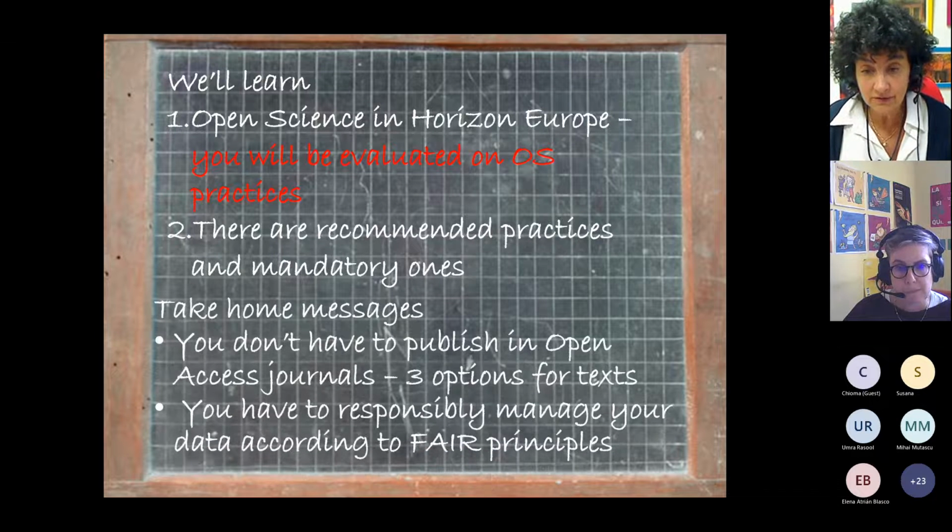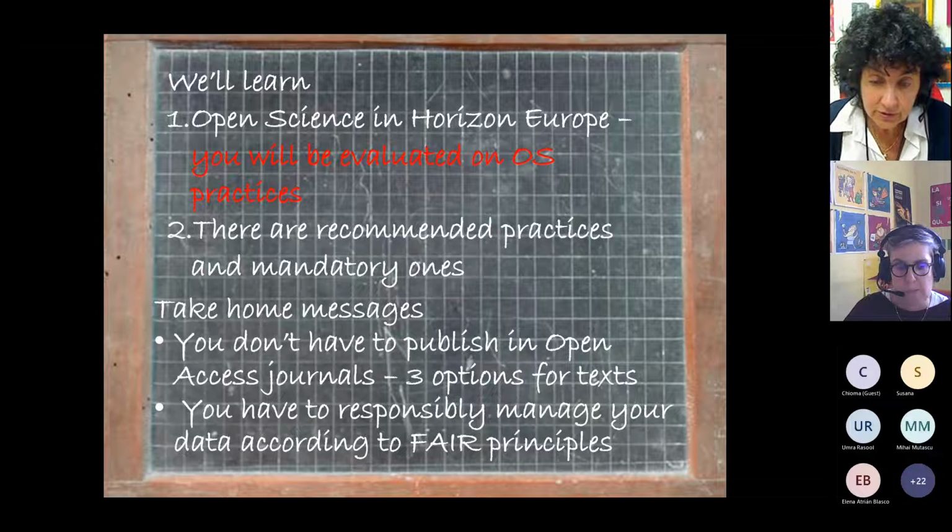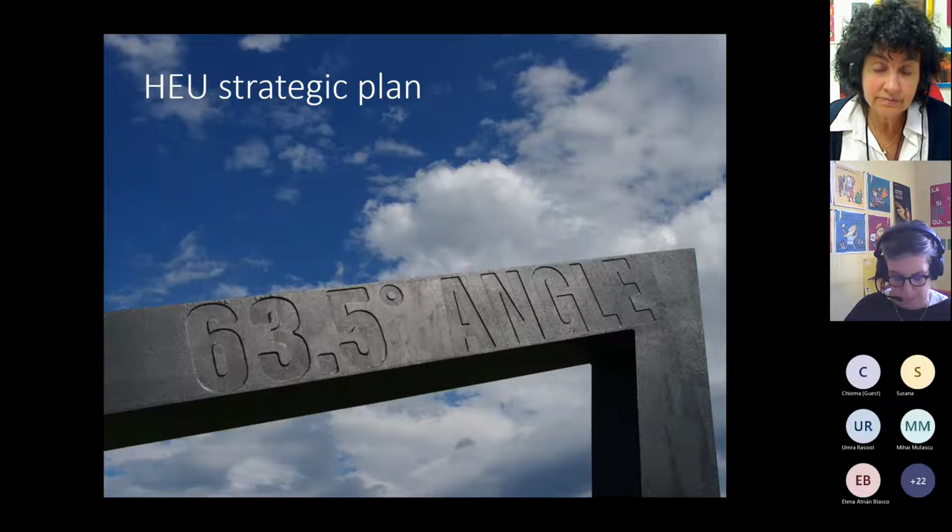And take-home messages. First of all, mandated open science in Horizon Europe does not mean publishing in an open access journal. I want to be clear. It does not mean that you have to publish in an open access journal. We will see that you will have 3 options. And second, you have to responsibly manage your data according to the FAIR principles. We dealt with FAIR principles and data management in lessons 3 and 4, so please refer to the corresponding video recordings.